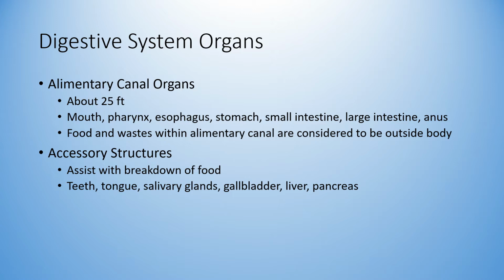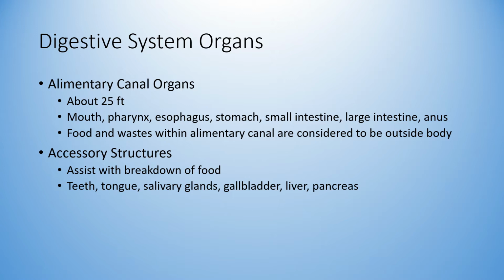We do break them down into two parts, the alimentary canal organs. Your alimentary canal, that's your digestive tract. It's about 25 feet if you were to stretch it out. It includes the mouth, the pharynx, the esophagus, the stomach, the small intestines, large intestines, and anus.